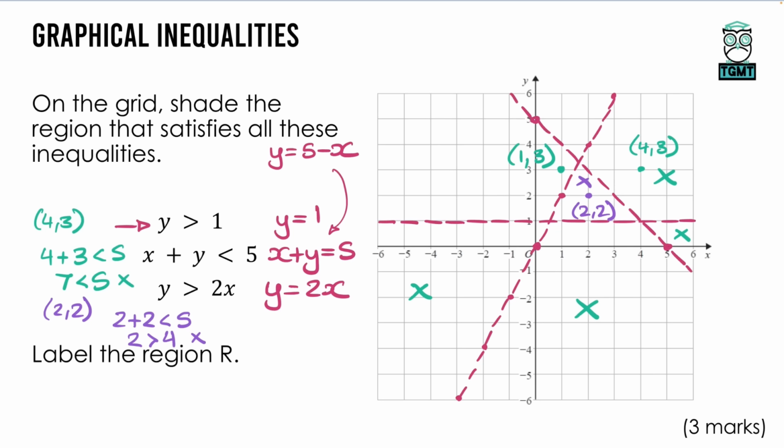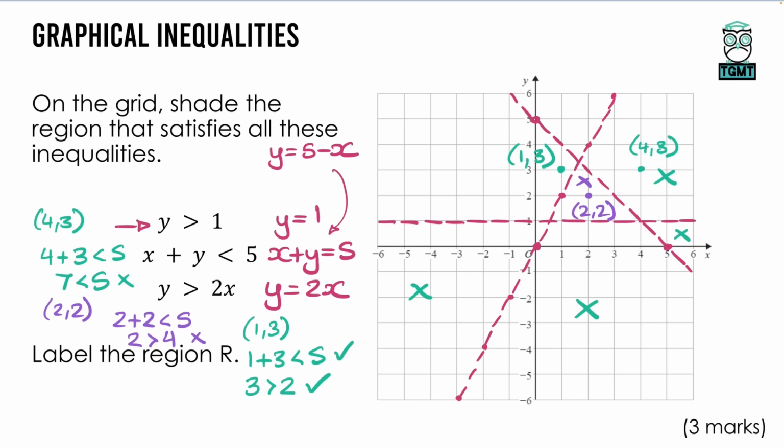So if we put it into the x plus y is less than 5, and this is the coordinate 1, 3 that we're using, we get 1 plus 3 is less than 5, which it is, that's correct, 4 is less than 5. And for the other one, y is 3, so 3 is greater than 2 times 1, 2. 3 is bigger than 2, so there we go, thankfully we've got it.